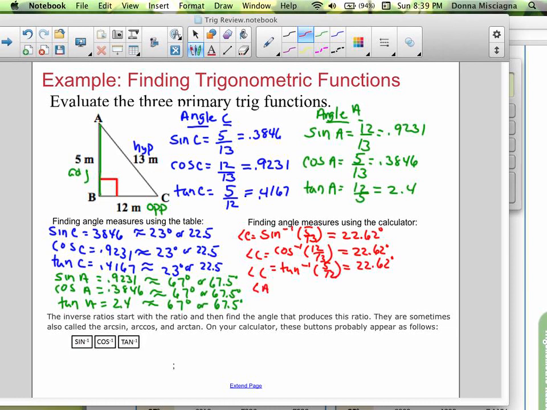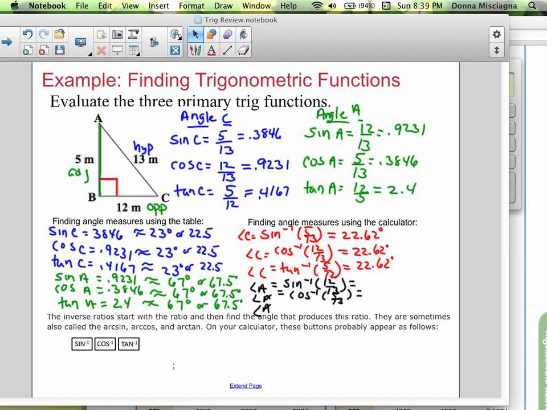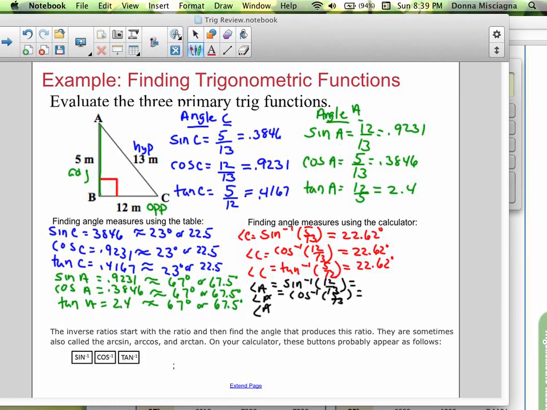So angle A, actually, let me write in a different color, just so it doesn't blend in so much. Angle A is equal to the arc sine of 12/13, right? It used the other side. It also equals the arc cos of 5/13. Or the arctan of 12/5. All right, let's do the same thing. Plug these into the calculator.